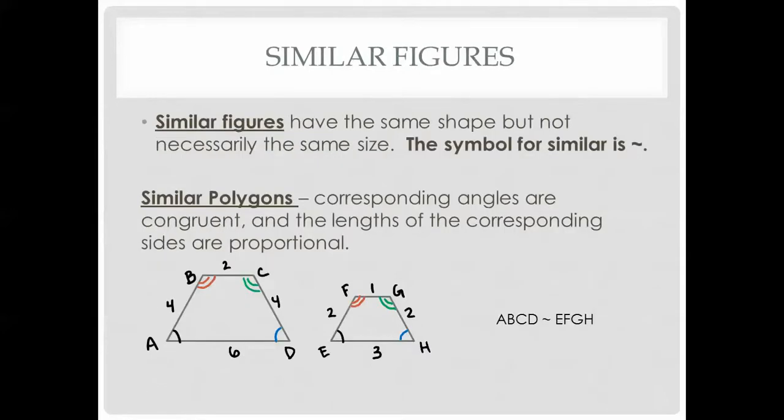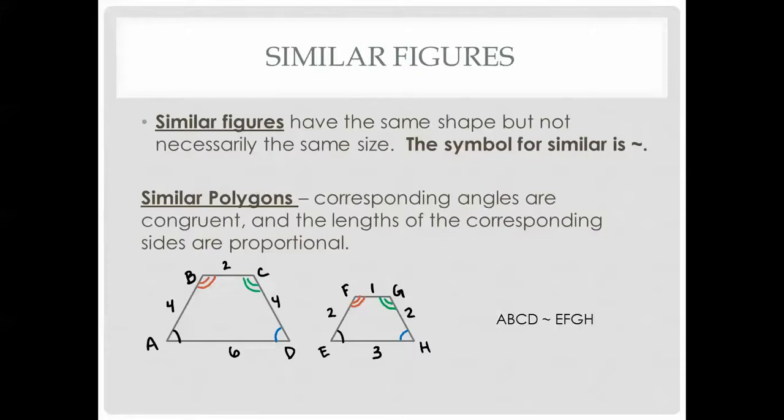Alright, similar figures. Similarity in geometry means that the figure has the same shape but not necessarily the same size. The symbol for similar is that squiggly mark. It's the part on the top of the congruent symbol that's not the equal sign, so you can think of it that way.